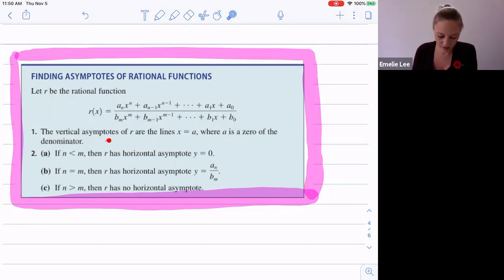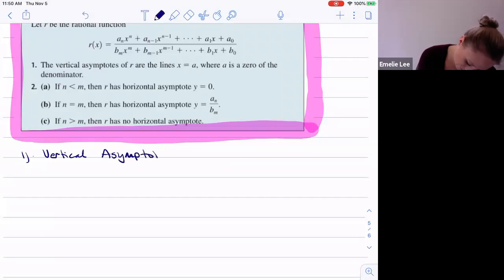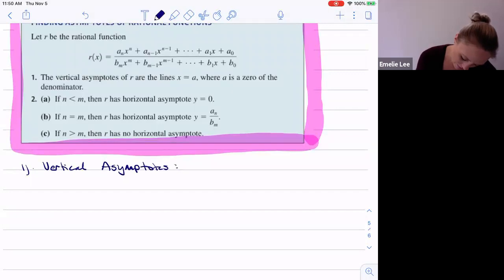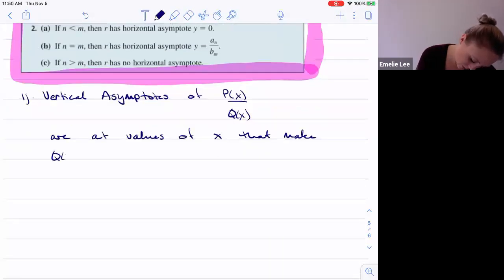But the first thing we want to talk about is the vertical asymptotes. So the vertical asymptotes are where the denominator of this thing is equal to 0, right? So let's say here, the vertical asymptotes of P of X over Q of X are at values of X that make Q of X equal to 0.